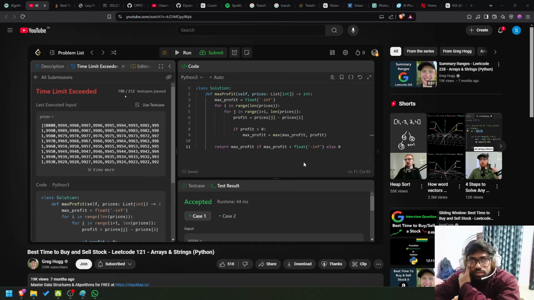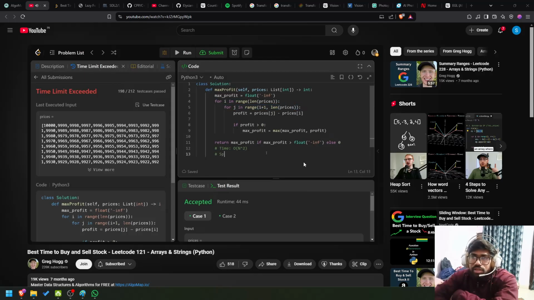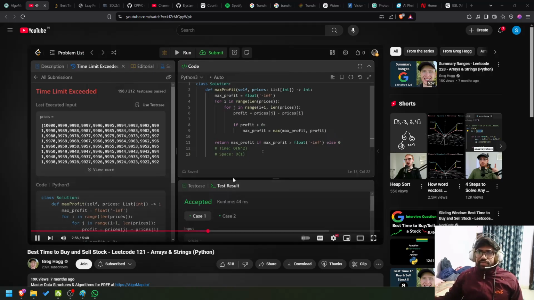However, that's not going to pass our test cases, because this has a time complexity of big O of n squared, because we have a nested for loop. We look at all of the days we could buy it, and then all of the later days that we could sell it. So that is a time of O of n squared. Luckily, it does have a space of O of 1, which is nice. However, we can do a lot better than that. So let's go visualize a better solution.